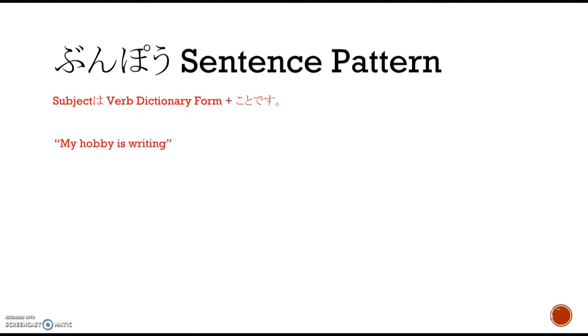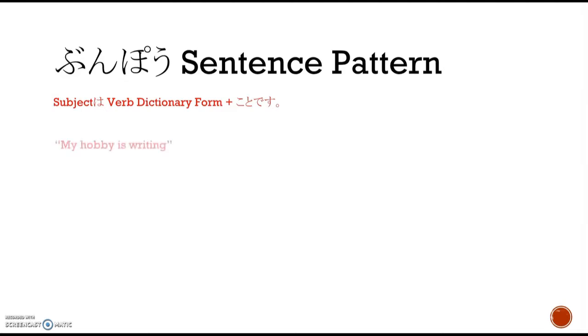So my hobby is writing. Let's start with the subject, which in this case is your hobby. Shumi wa. And then following the pattern above, we take our dictionary form verb, writing, kaku, and add koto desu. Shumi wa kaku koto desu. My hobby is writing. Let's do another more difficult one.